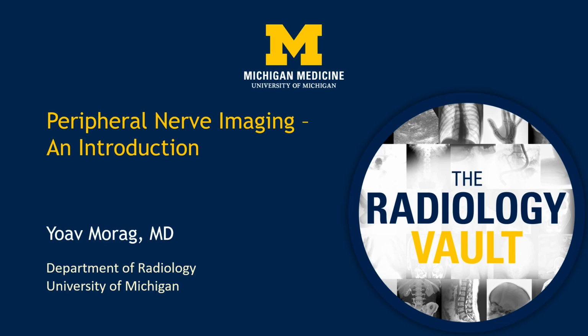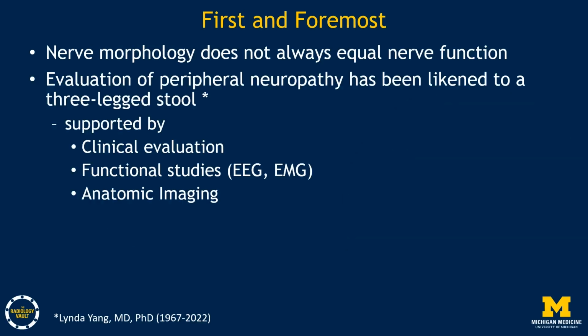Peripheral nerve imaging and introduction. In the context of imaging of peripheral nerve, one must remember that neuromorphology does not always equal nerve function. Evaluation of peripheral neuropathy has been likened to a three-legged stool supported by clinical evaluation as well as functional studies, in addition to anatomic imaging.